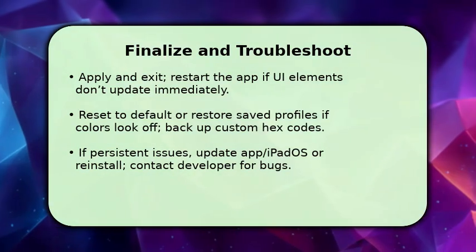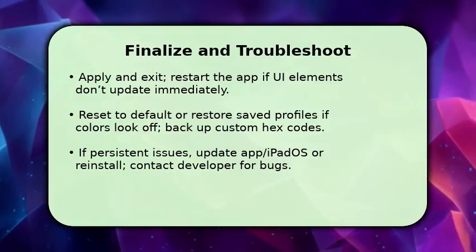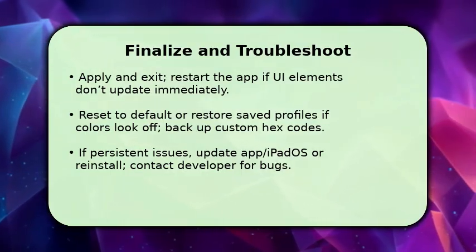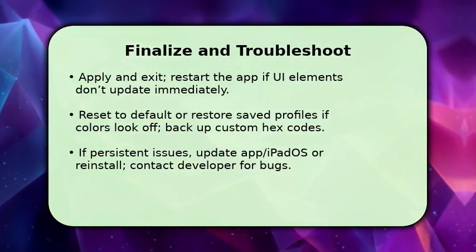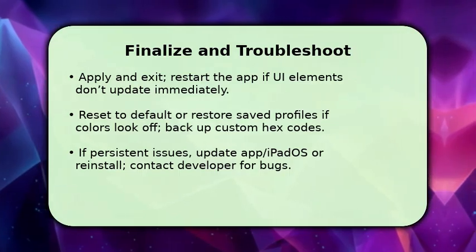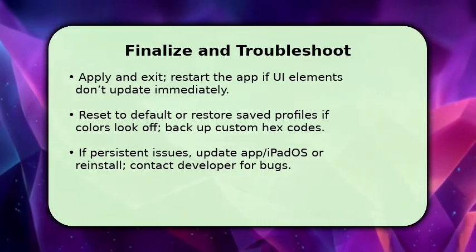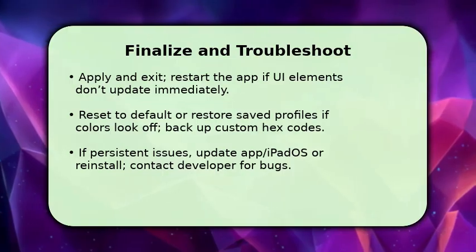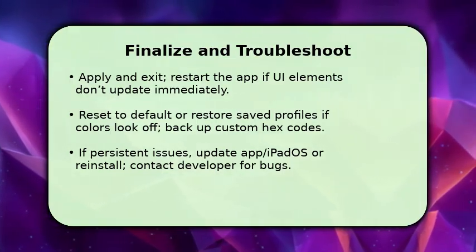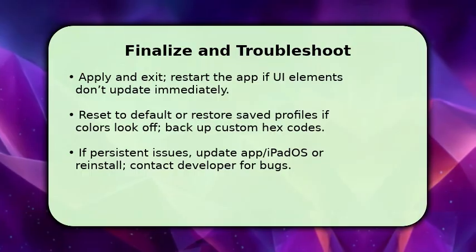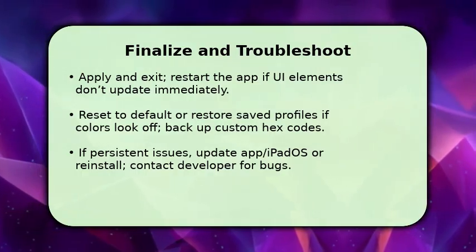To finish, apply your final settings and exit the menu. If some UI elements don't update, quit and relaunch the app or force close it from the app switcher. Make sure to export or note custom hex codes if you want to reuse the palette later. If colors still look wrong, reset the theme to default and reapply, then check for app or iPadOS updates.